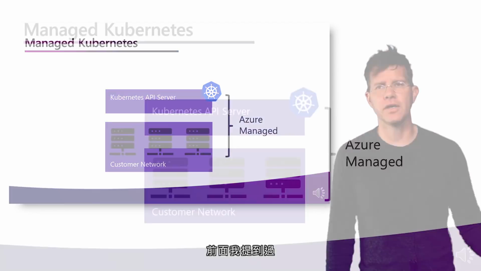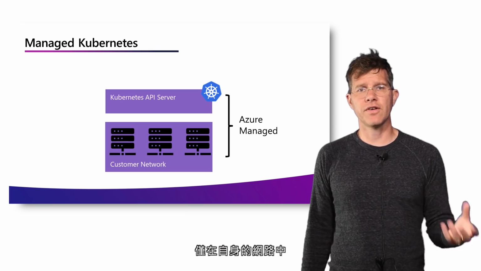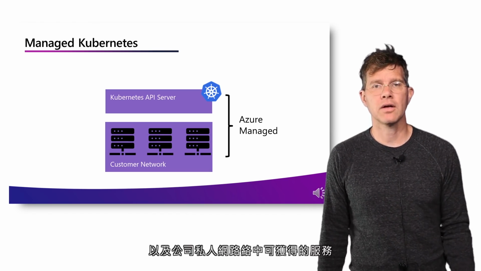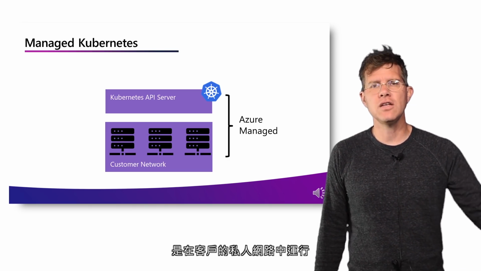We saw this picture earlier of the Kubernetes API server providing an abstraction on top of machines. Well, in the Azure managed service, the API server itself is delivered by Azure. You don't see or pay for any of the machines or compute associated with that API server. It's delivered as a service for you. But of course, many times those machines need to be running services that are available to the customer in their own network, in their corporate private network. And so the machines themselves, where your applications actually run, they live in your private network.